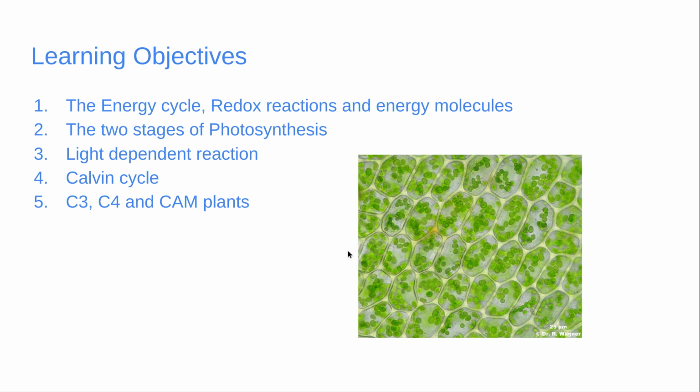In this chapter, which is part of cellular energetics, we are going to study the energy cycle, about redox reactions, and the energy molecules that come out of these reactions. And we are going to study photosynthesis and its two stages, which are the light dependent reaction and the light independent reaction, also called the Calvin cycle. And then we will look at different types of photosynthesis strategies: C3 plants, C4, and CAM plants.